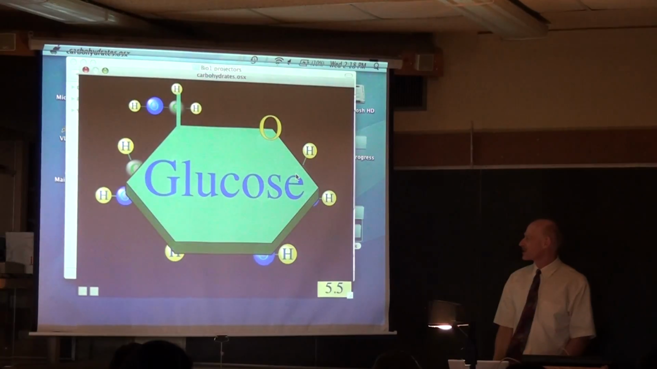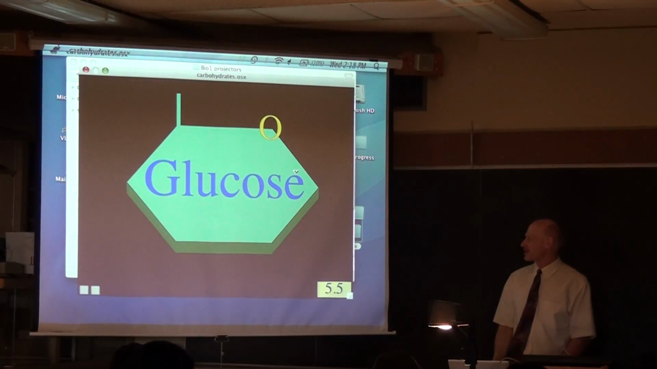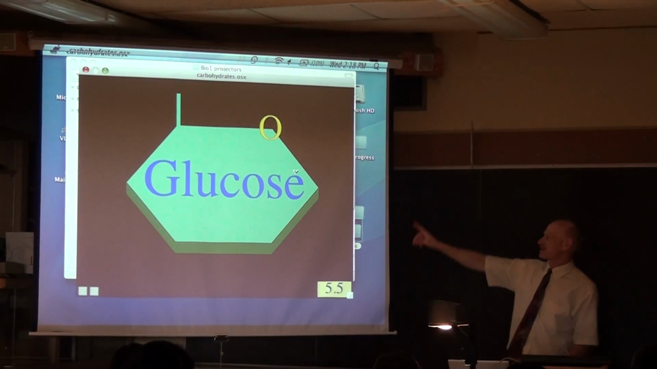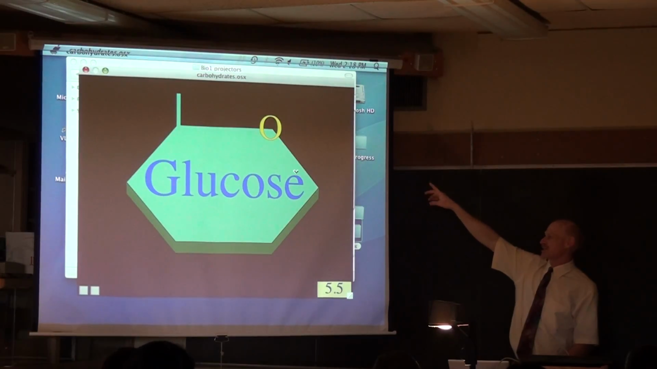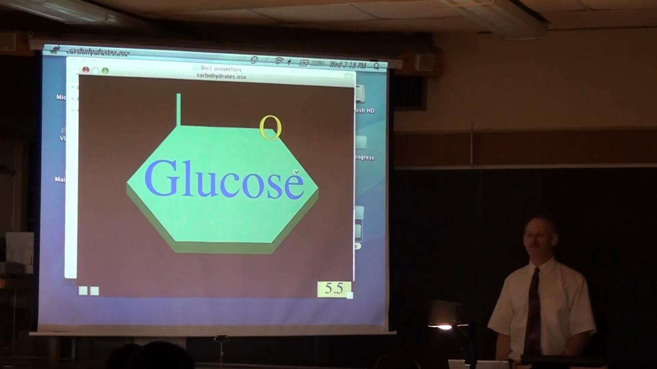Now, since I'm going to be showing glucose so much, I'm just going to show it as a kind of hexagon shape like this, with the oxygen in the corner shown there, and a little antenna sticking up there represents that one.